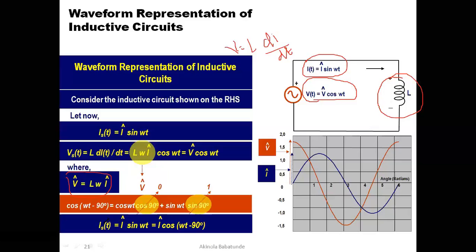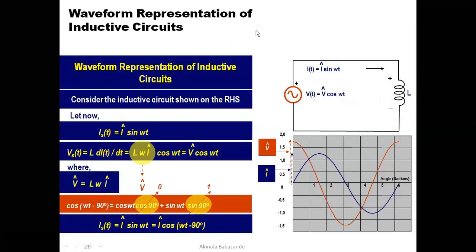So what is important is that at the end of the day, i_s(t) will be equal to I sin WT, which will then be the same thing as I cos(WT minus 90). This is very critical. This is very, very important for us. Cos(WT minus 90) is the same thing as sin WT. So you can represent these two as the same.